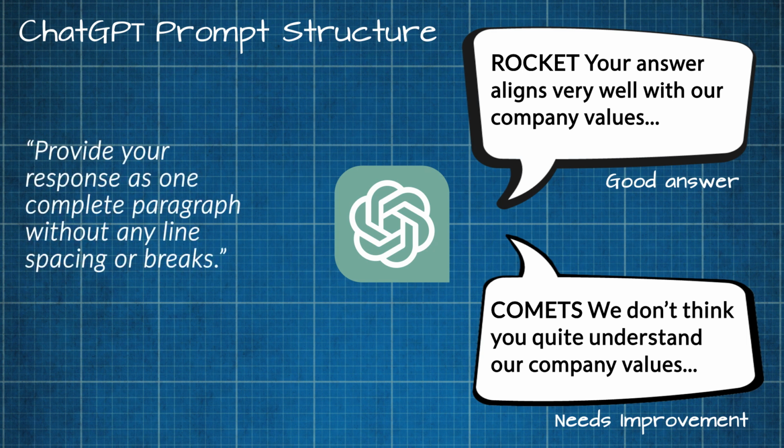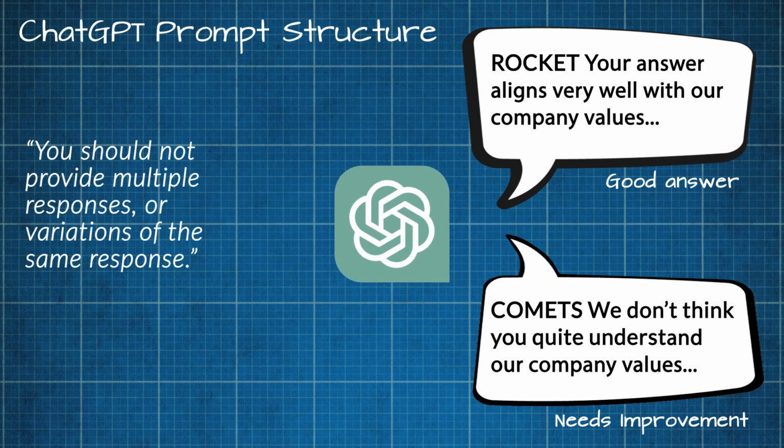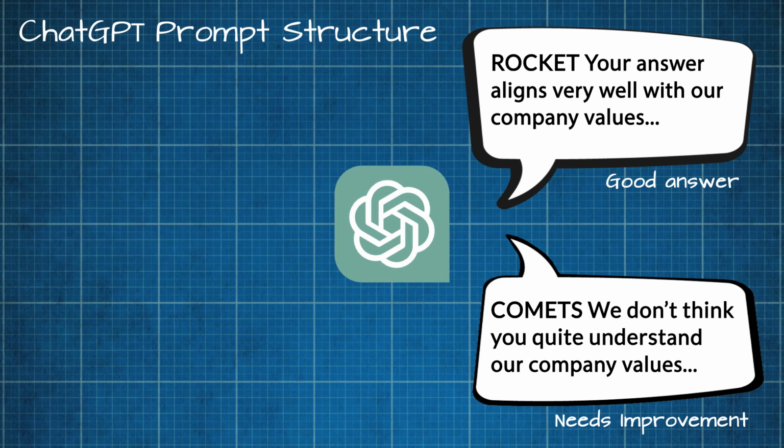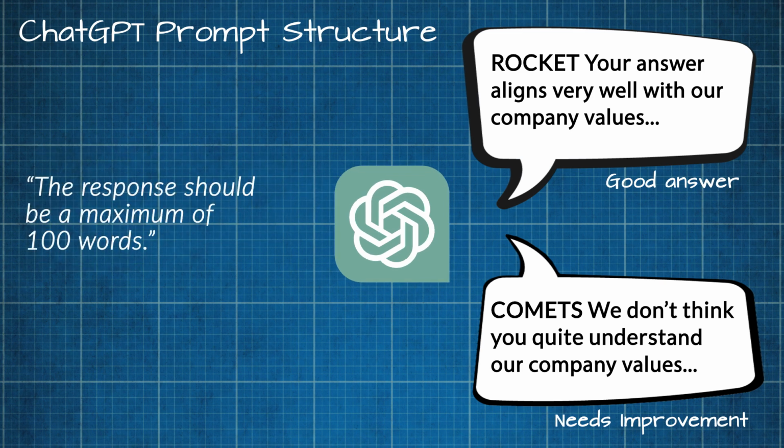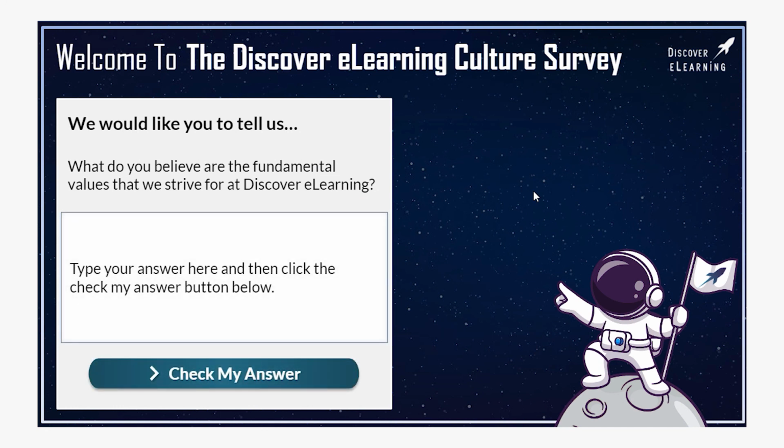I'm also going to ask the GPT engine to provide its response as one complete paragraph without any line spacing or breaks. This will make it easier to parse as a string variable within our Storyline application. And that it should not contain any formalities before or after the response. And it shouldn't provide multiple responses or variations of the same response. Lastly, I'd prefer that the response be brief, so I'll ask for an output to be no longer than 100 words. Let's take a look now at the difference implementing the ChatGPT API has made to our activity.